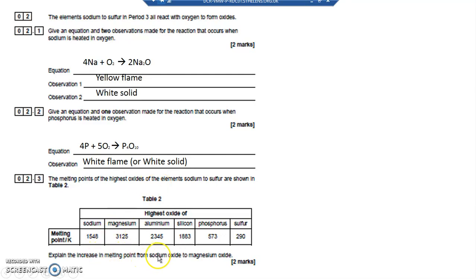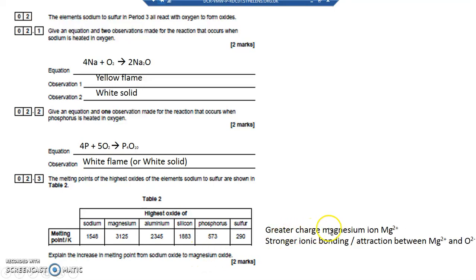Explain the increase in melting point from sodium oxide to magnesium oxide. Well, sodium's in group 1. These are ionic solids, so it'll form Na plus. Magnesium will be Mg2 plus, so sodium 1 plus, Mg2 plus, so magnesium is more ionic, and so it'll have a greater charge, stronger ionic bonding in Mg2 plus to the O2 minus, because Mg2 plus has got a larger charge.